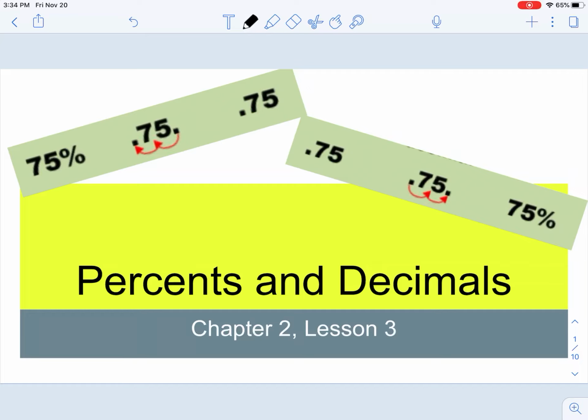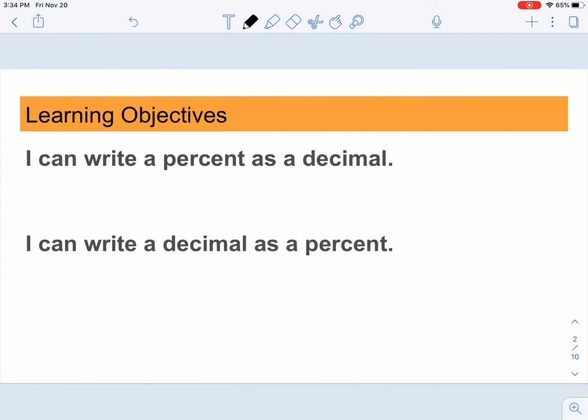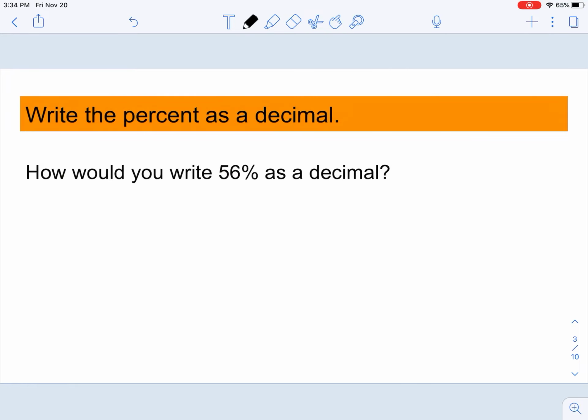All right, this lesson is about turning percents into decimals and decimals into percents. So by the end of this lesson, you should be able to write a percent as a decimal, and you should be able to write a decimal as a percent. So we're going to start by looking at this percent. And I want you to think about it or write it down. Can you figure out how you would write 56% as a decimal?